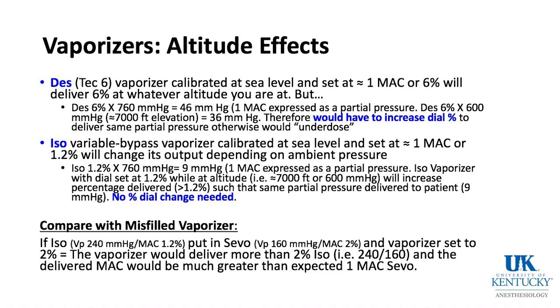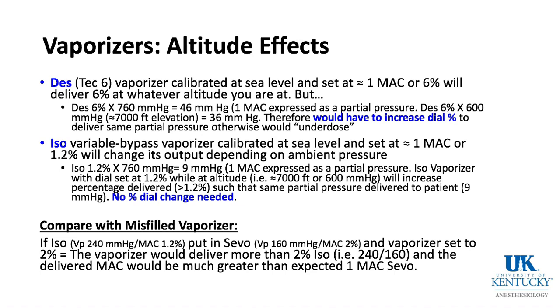So let's assume that you have that DES vaporizer set at 1 MAC, 6%, and at sea level, the atmospheric pressure is 760 millimeters of mercury. So if DES is 6% of that, DES is 46 millimeters of mercury partial pressure. So DES could be expressed as 1 MAC equal to 46 millimeters of mercury, or 6% at sea level. DES 6% now, if you took it up to 7,000 feet elevation, where the total atmospheric pressure is only 600, is 36 millimeters of mercury, which is less than it was at sea level.